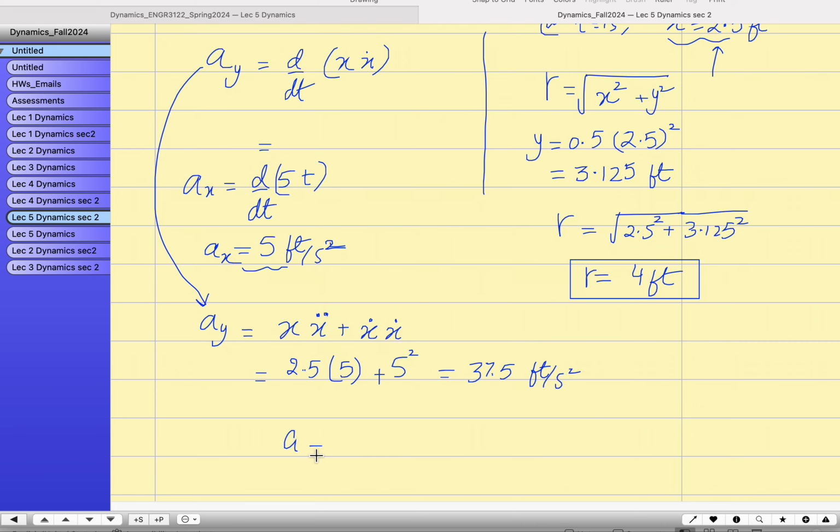And that's it. We have almost finished this question. So ax is equal to 5 square, ay is equal to 37.5 square, and if you solve for this, you should be able to get 37.83. This is your answer.